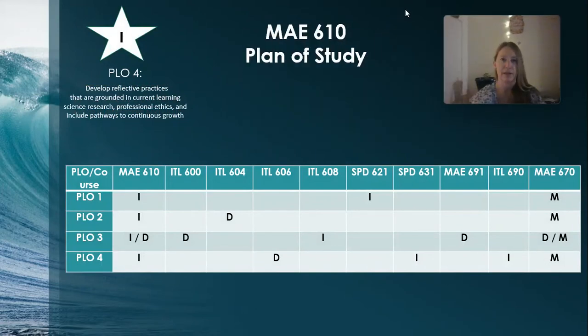For my first course, MAE 610, I chose my plan of study grid, and this aligns with PLO 4, developing reflective practices that are grounded in current learning, science research, professional ethics, and include pathways to continuous growth. And I chose this project as introducing because it introduced me to beginning to reflect upon my plan of study and my path and the courses that I've taken and what I've learned from them and what areas I still need to grow in order to get to mastery for all 4 of the PLOs.